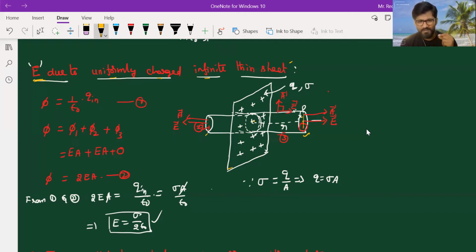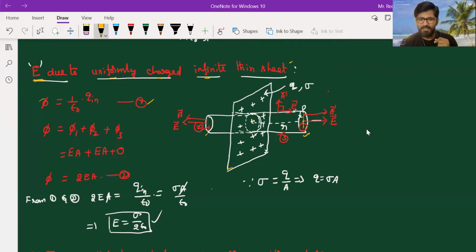Actually, from the statement of Gauss law, flux through any closed surface or Gaussian surface is equal to 1 by epsilon naught times the entire charge enclosed. Let us write it as Q in, the charge inside or enclosed by that surface. Let us take this as equation 1.